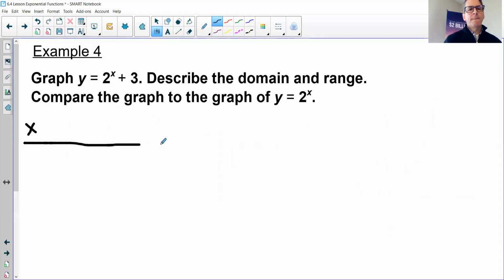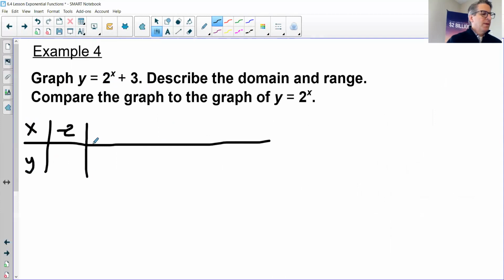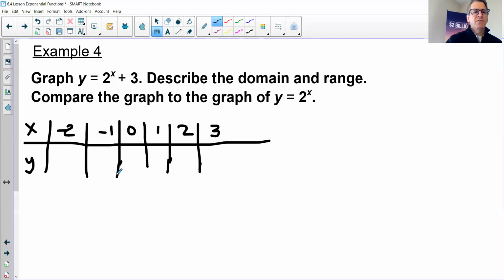X and y. Okay, so we're going to use the same values: -2, -1, 0, 1, 2, and 3. So what I'm going to do is fill in for the y.